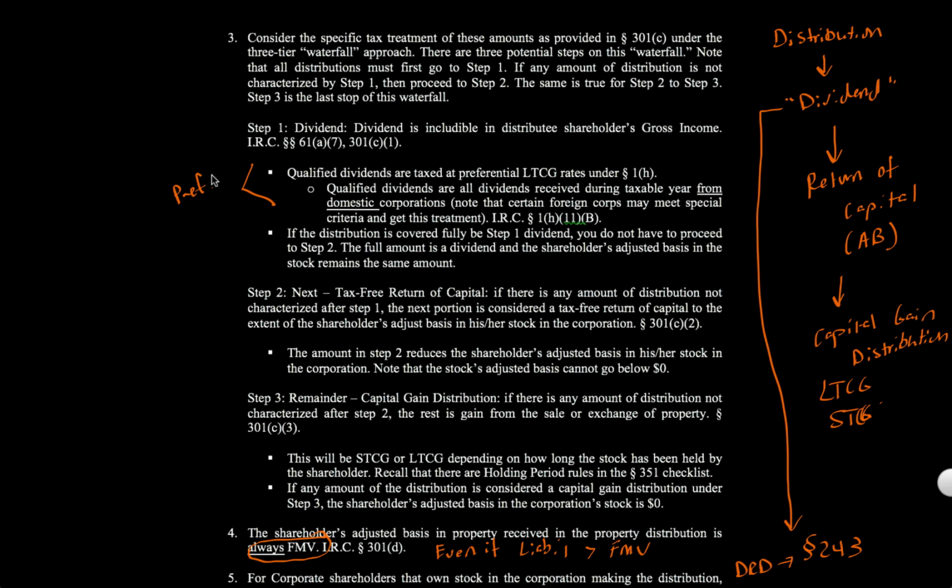So shareholders generally prefer to get down here the return of capital and capital gain distribution because that can get you the preferential items. That's historically. But again, right now we have preferential rates. But a corporate shareholder prefers a dividend because of the dividend received deduction, which is 70, 80, or 100% of the dividend is excluded from gross income.